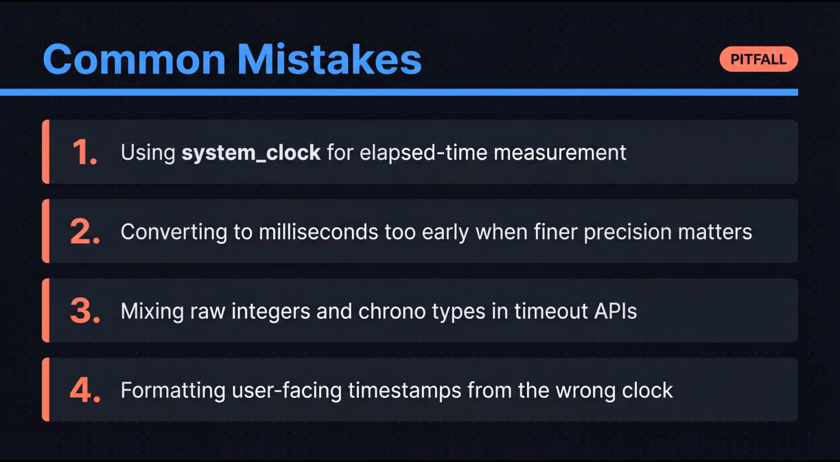Second, converting to milliseconds too early. If you cast to milliseconds at the start, you lose microsecond and nanosecond precision that might matter. Keep the native precision until the final output. Third, mixing raw integers and chrono types. If your timeout API takes an int representing milliseconds, you lose type safety. Take a chrono duration instead. Fourth, formatting timestamps from the wrong clock. Steady clock has no calendar meaning. You can't format it as a date.